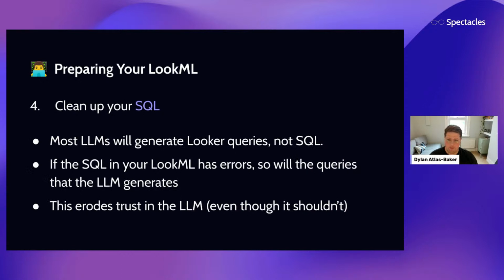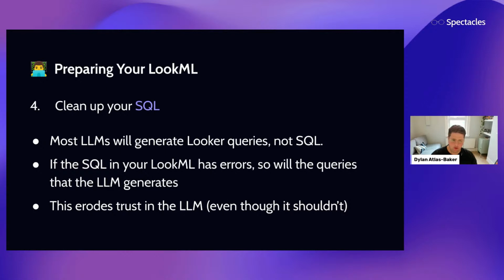In the case of Looker, most LLMs are going to generate Looker queries, not SQL. We saw that with the Explorer Assistant, that it's generating an Explorer and a URL syntax that generates a query in an Explorer. And then Looker converts that from the LookML into a SQL query. And if the SQL has errors, then so will the query that it generates and runs, and this erodes trust in the LLM. So you really want to stay on top of those SQL errors.